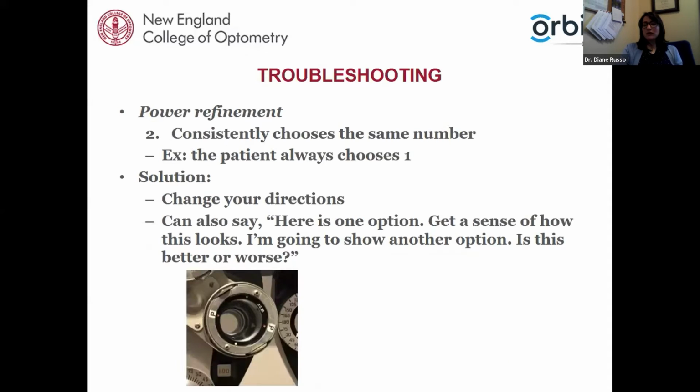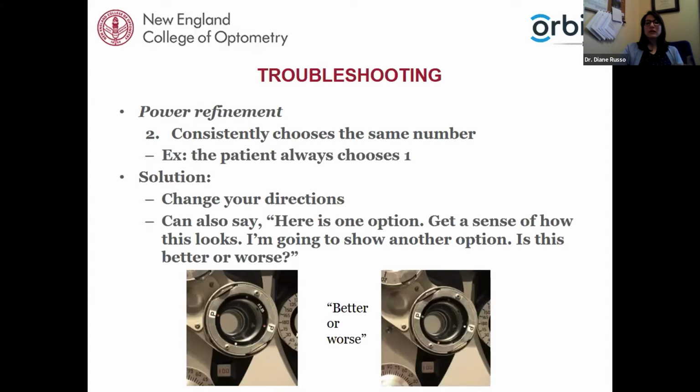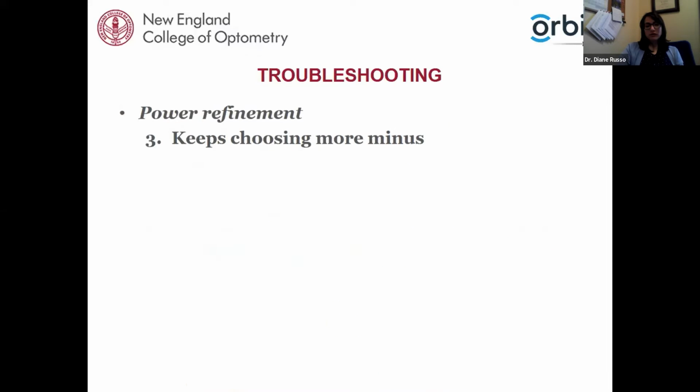And the third thing you can say, here is one option, get a sense of how this looks, take a look at all the different letters on the line. Now I'm going to show you another option. Is this one better or worse? And again, this is the third type of directions that you can give that would probably take a little bit longer. But again, this is something that you can choose based on how your patient is responding to your directions.